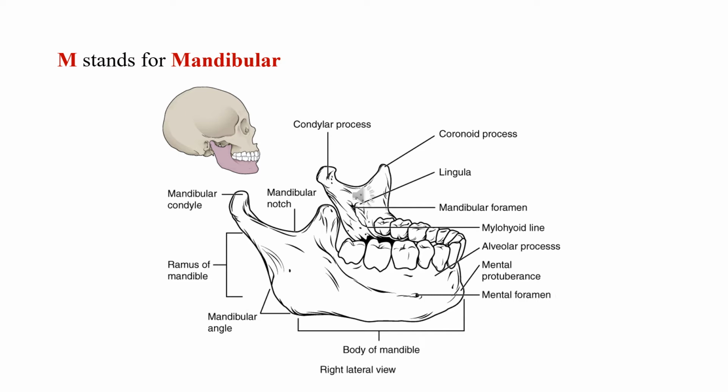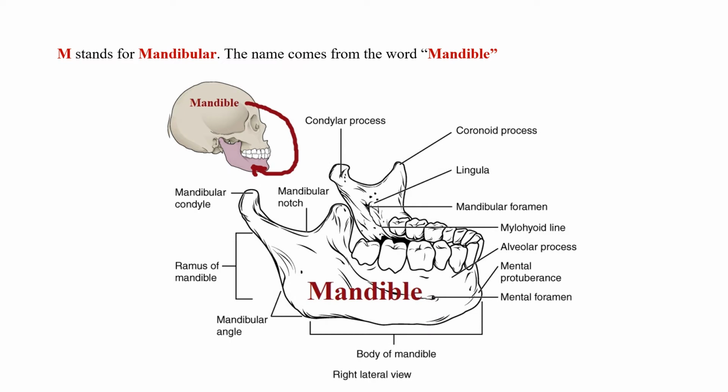If you look at the picture of the skull, you'll see a purple area below the skull, and that is the mandible. And the mandible detaches from the skull. It is not part of the skull. So you've got the skull and the mandible together. So just to reiterate and go over again, M stands for mandibular. The name comes from the word mandible. And I've got the mandible labeled. You see mandible on there, and I'm pointing to the purple area of the mandible.